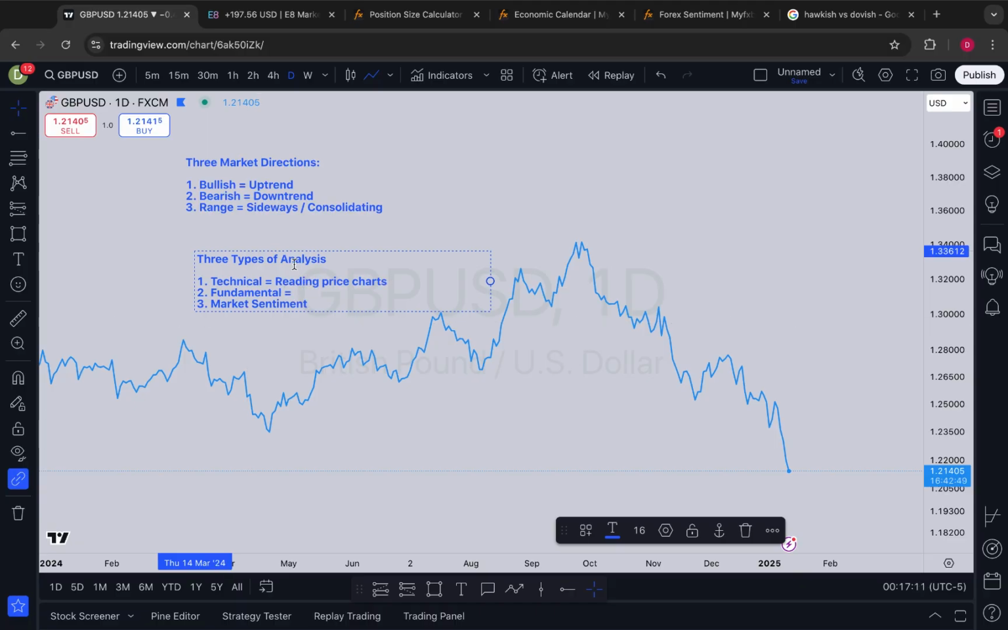Technical, which is what we're doing now. We're learning how to read the price charts and see what's going on. All this is just price having a face. We're just putting a face on prices. All this is just price and dollar amounts. And we have fundamental analysis, which would be macroeconomic events.